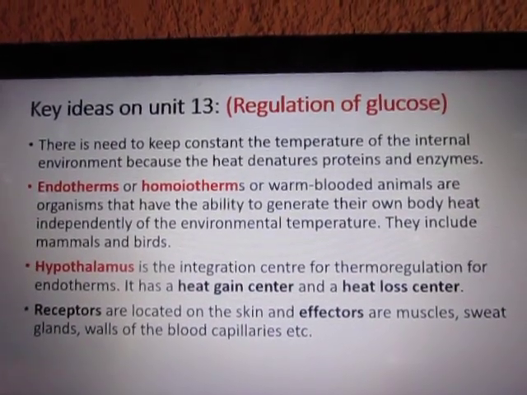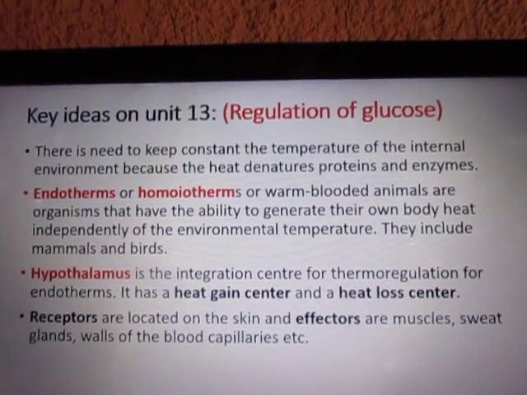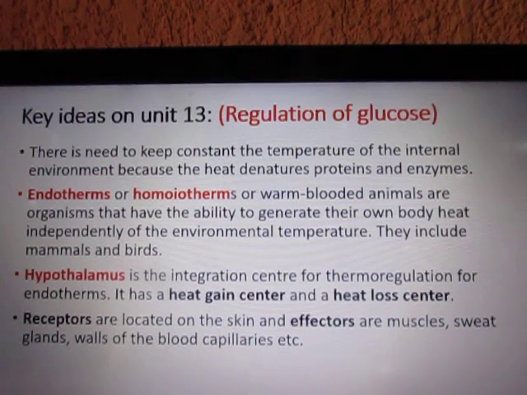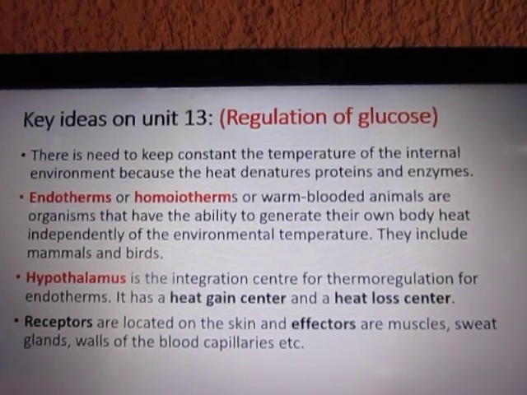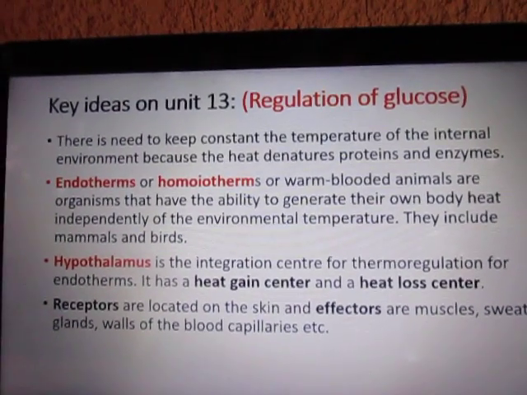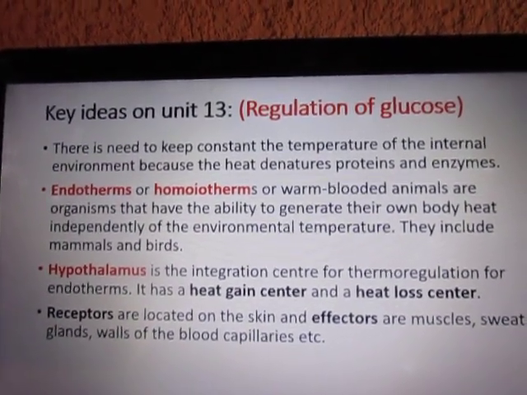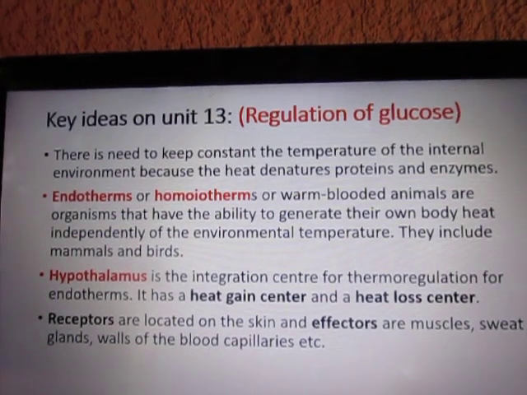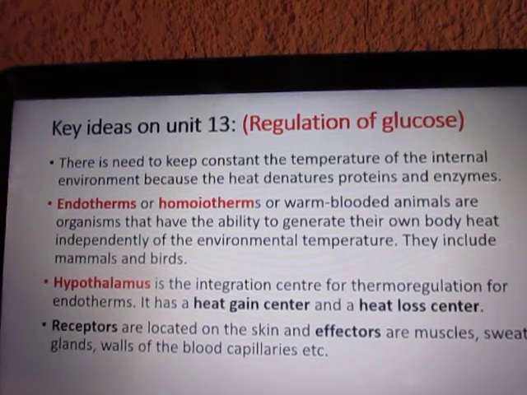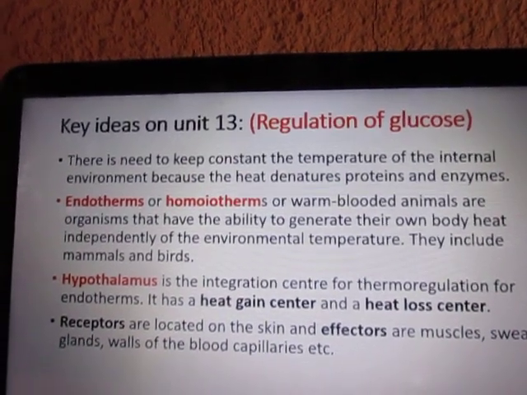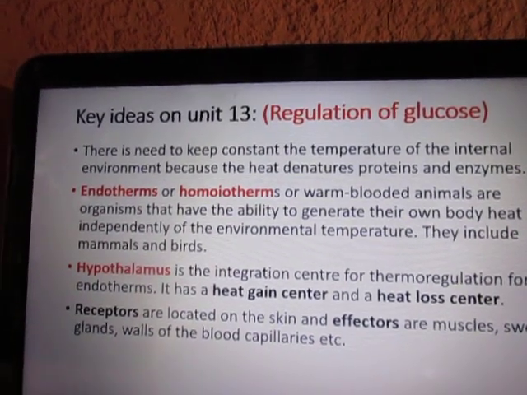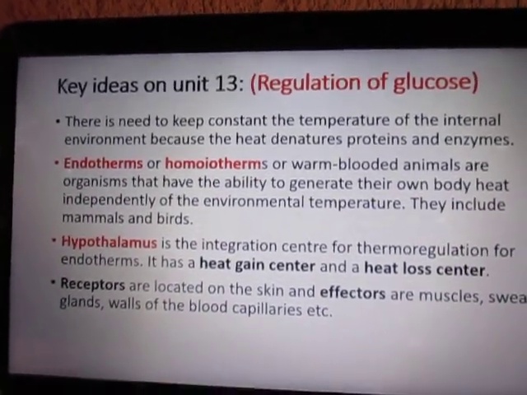These organisms, we call them homeotherm or endotherm, or we can also call them the warm-blooded animals. These animals are capable of maintaining a constant body temperature by generating their own body heat independently of the environmental temperature. They include mammals and birds.